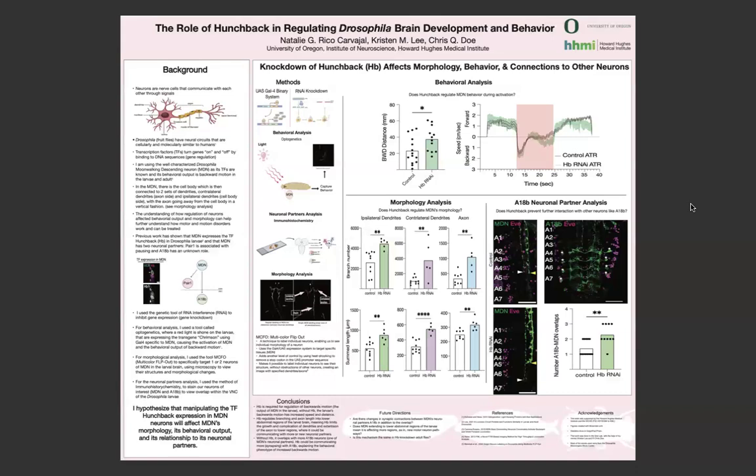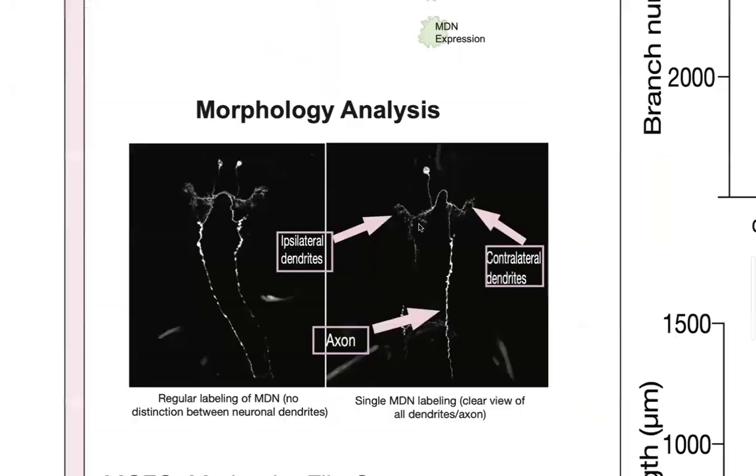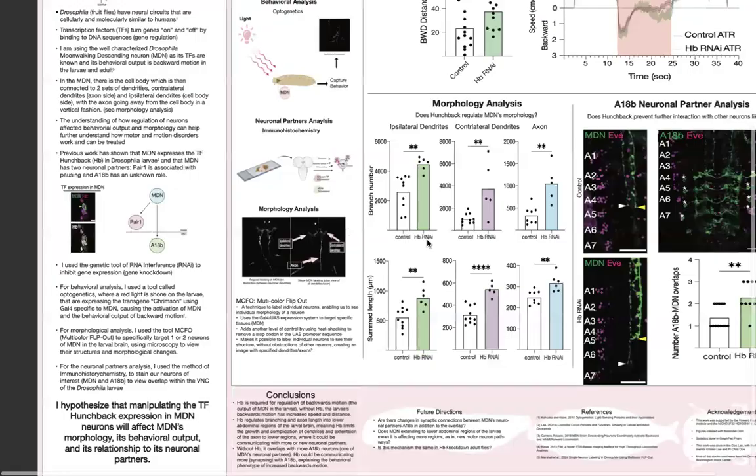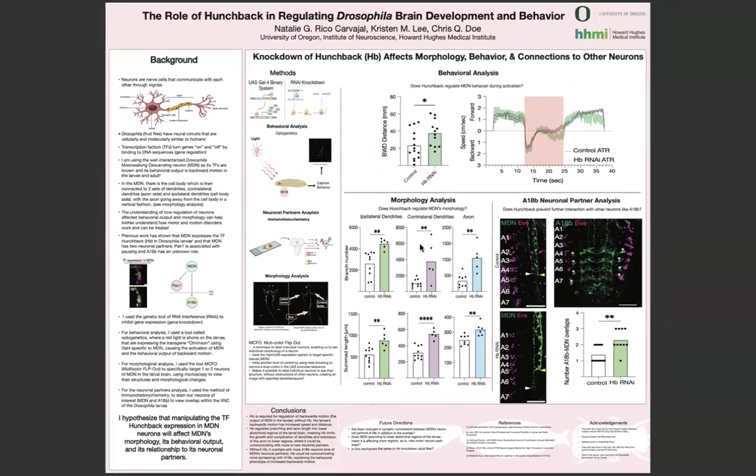And so in the moonwalking descending neuron, there is a cell body, which you can see here. There's a cell body, the ipsilateral dendrites, which are just on the cell body side, and then the contralateral dendrites, which are on the opposite side, as well as the axon. So they have all the morphological landmarks as all neurons do. And so I wanted to see how MDN works within the Drosophila.